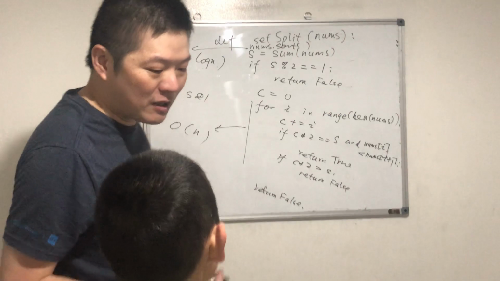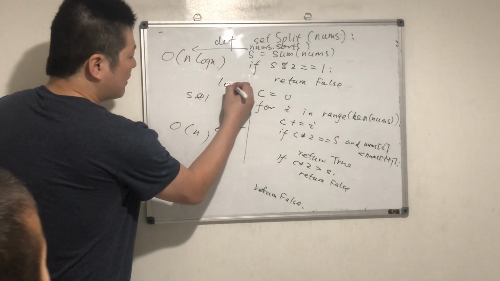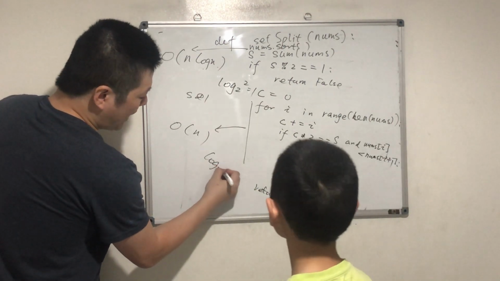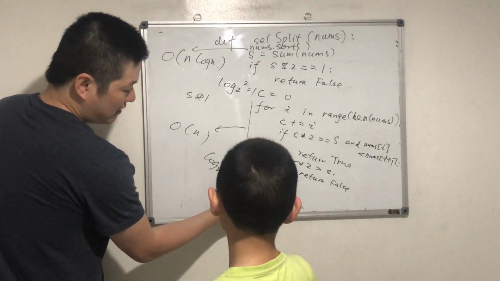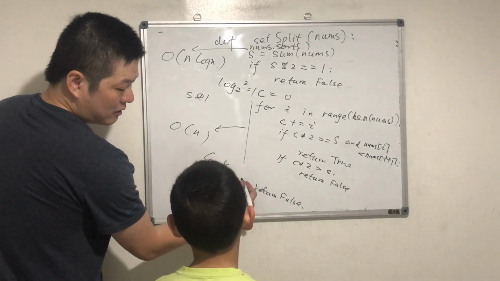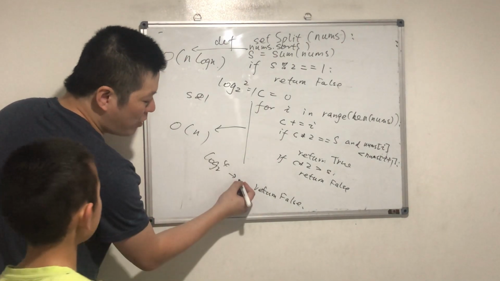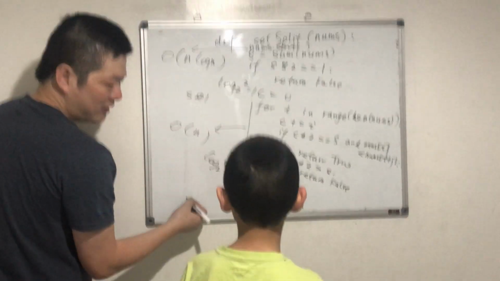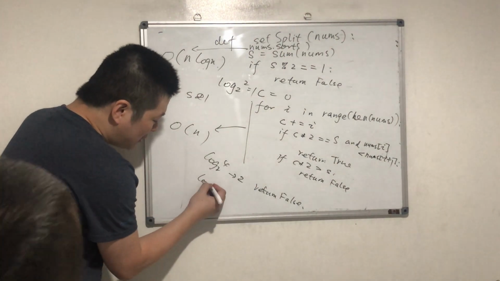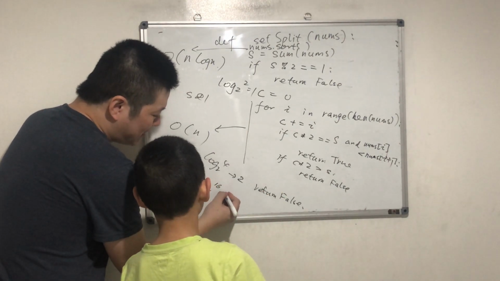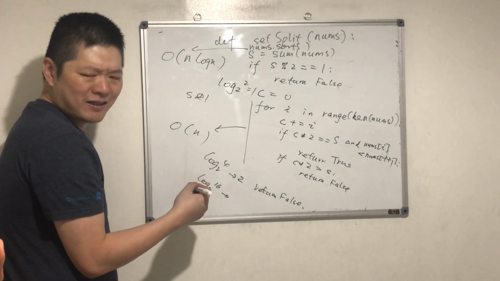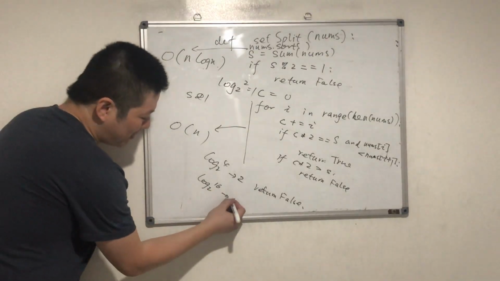Log n, log 100. Log 2 base 2 equals what? Equals 1, right? Log 4 base 2 equals what? 2 to the power of what equals 4? 2, yes. Okay, log 16 base 2 equals what? 2 to the power of what equals 16? 2 to the power of 4, yes, come on. So do you get it?